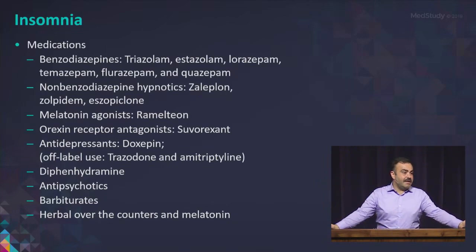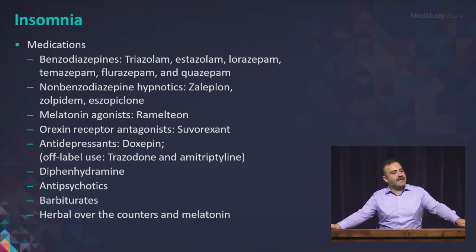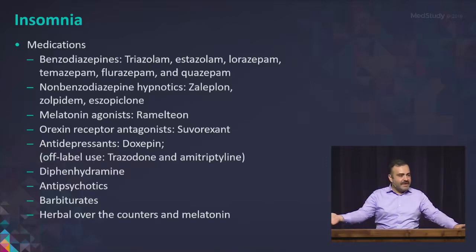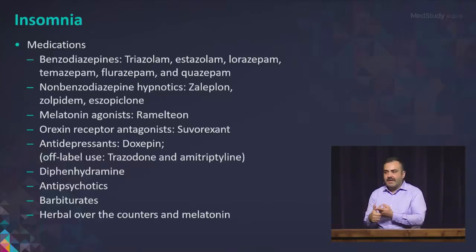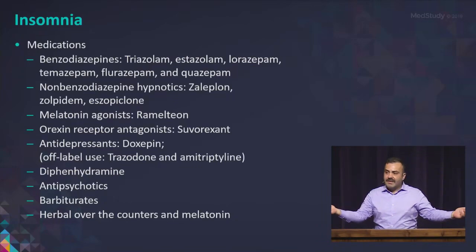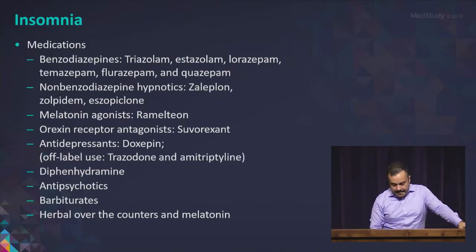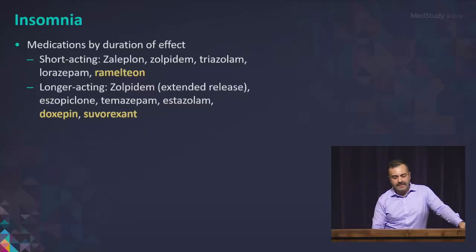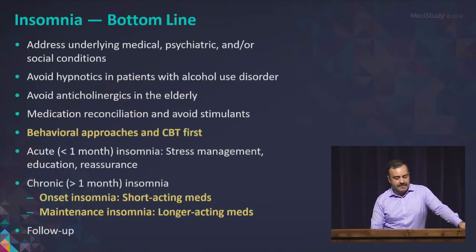Trazodone is an off-label medication used for sleep a lot in the community. It has a very long half-life. So if your patient is coming to your clinic and having a hard time falling asleep and you give them trazodone, you did not resolve the insomnia, and then you probably made them groggy and drowsy the day after. Back to the point of shorter half-life versus longer half-life. Behavioral approaches and CBT would be the first line, and then medication would be second line.